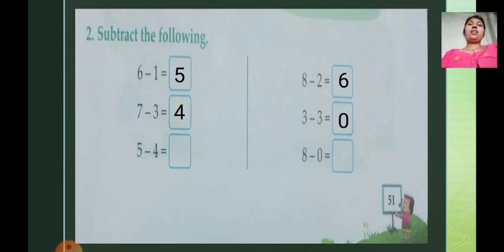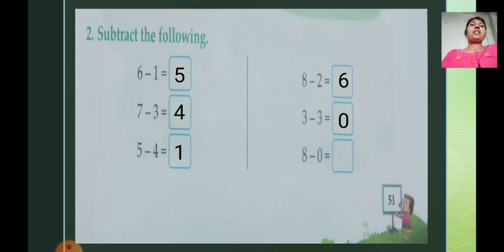Now see the next example, 5 minus 4. Again we will follow the same method. Count from lower number to the upper number. Count from 4 up to 5. After 4, 5. Only one finger is there. So our answer is 1. So write down the answer. 5 minus 4 is equal to 1. Where will you copy down these answers? Yes, in your textbook itself.